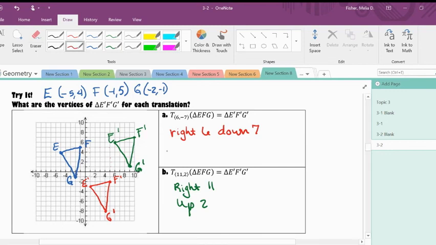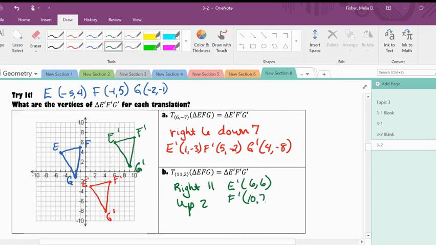So on this one, E prime would have been at 1, -3, F prime would have been at 5, -2, and G prime would be at 4, -8. On part B, E prime would have been at 6, 6. F prime would have been at 10, 7, and G prime would have been at 9, 1.